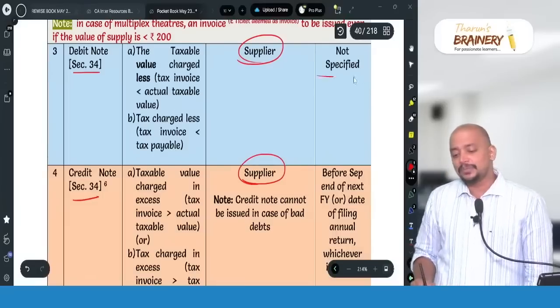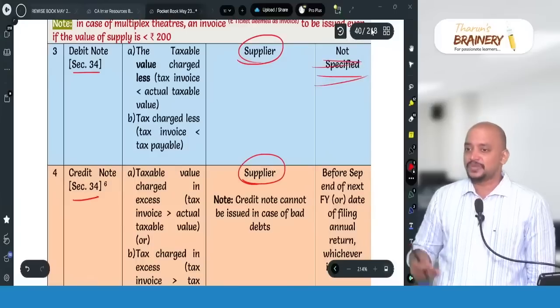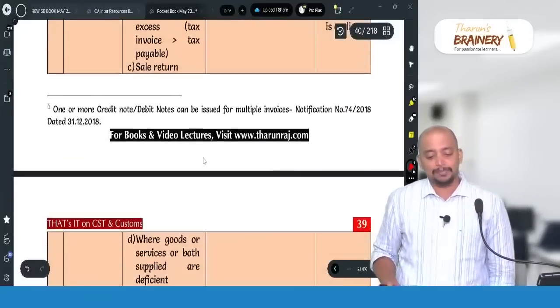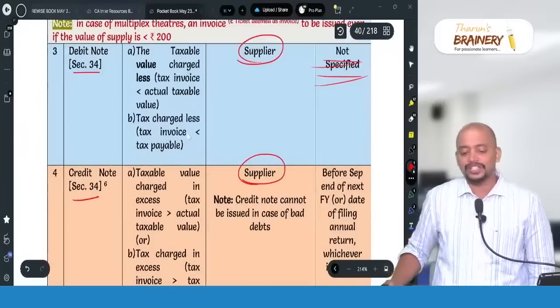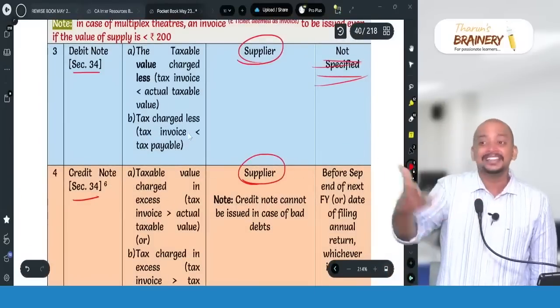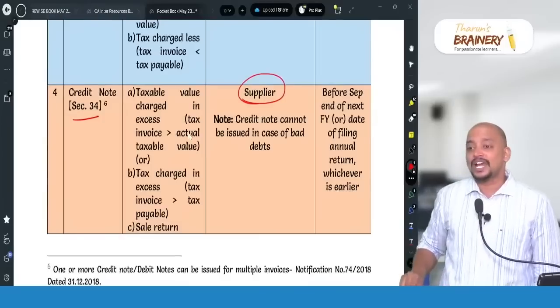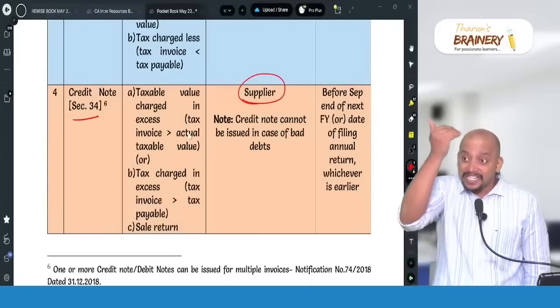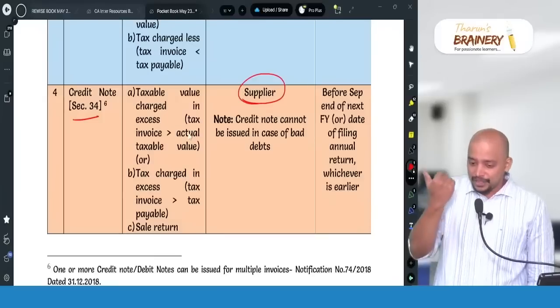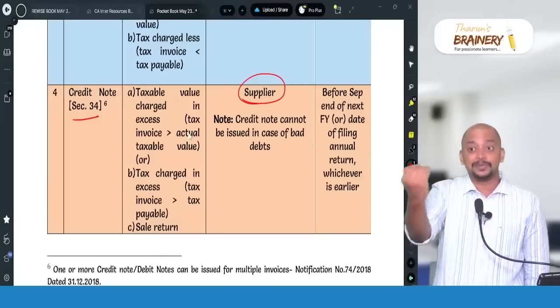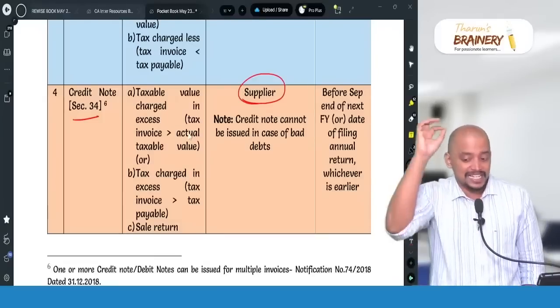Is there any time limit for debit note? Not specified, which means there is no time limit. So because of debit note, what will be happening to the supplier? What is the consequence of debit note to the supplier? Liability will increase. That's why no time limit. Okay. Then in case of credit note, what will happen? Liability of the supplier will decrease. So whenever the credit note is reported in GSTR1, that month the liability will come down. That's why there is a time limit.